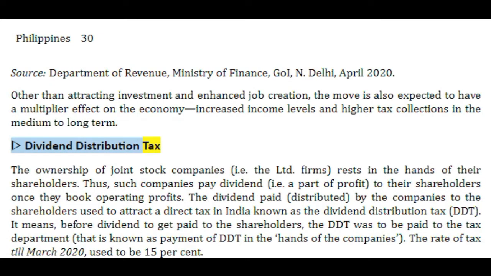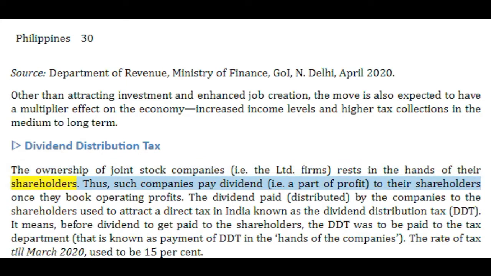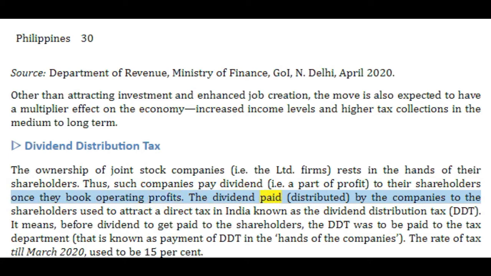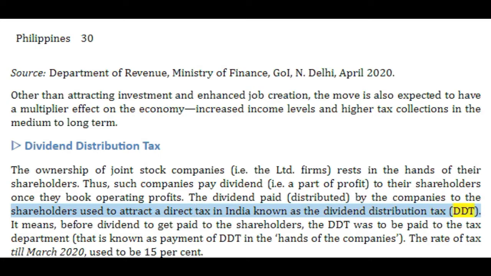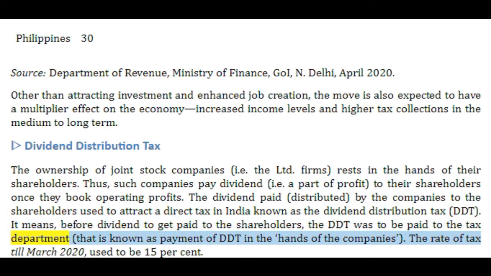Dividend Distribution Tax. The ownership of joint stock companies, i.e. the limited firms, rests in the hands of their shareholders. Thus, such companies pay dividend, i.e. a part of profit, to their shareholders once they book operating profits. The dividend distributed by the companies to the shareholders used to attract a direct tax in India known as the Dividend Distribution Tax, DDT. It means, before dividend got paid to the shareholders, the DDT was to be paid to the tax department, that is known as payment of DDT in the hands of the companies. The rate of tax till March 2020 used to be 15%.